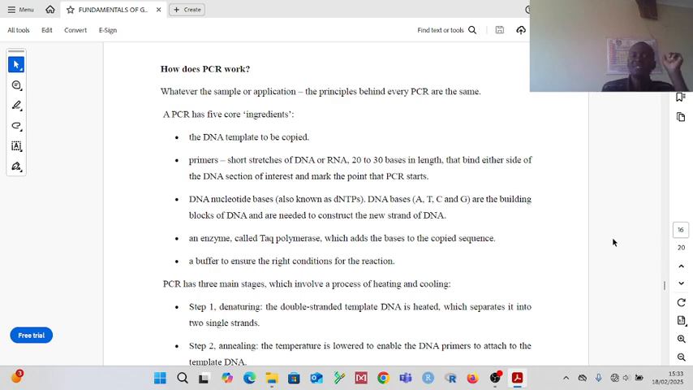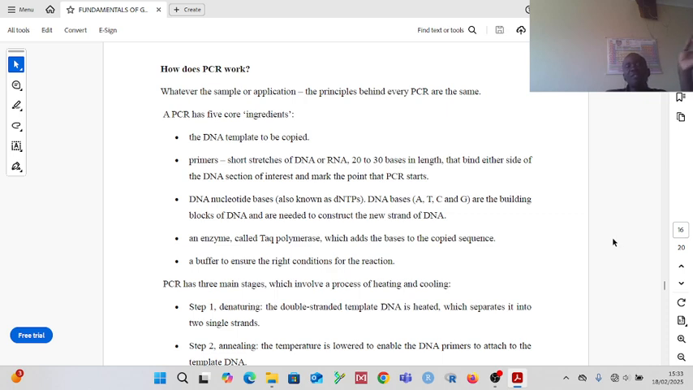Then the fifth requirement is a buffer. Anytime you have an enzyme, you need the correct environment. So the buffer just ensures that the enzyme works best. So you have those 5 core ingredients which you need to have for PCR to work.